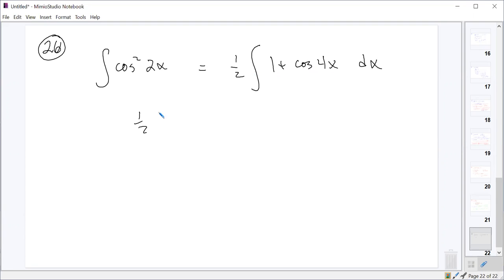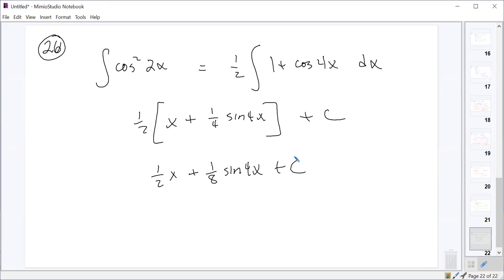Now we can just integrate 1/2, and then the integral of 1 is x, and then this one is a simple u sub. U is 4x, so du is 4. Put the 4 inside, which goes away. Put the 1/4 outside, so you get 1/4 sine 4x plus your constant. And my guess is they simplified that down a bit. Yeah, so probably 1/2 x plus 1/8 sine 4x plus your constant, which looks like choice A. Any questions there on 26?